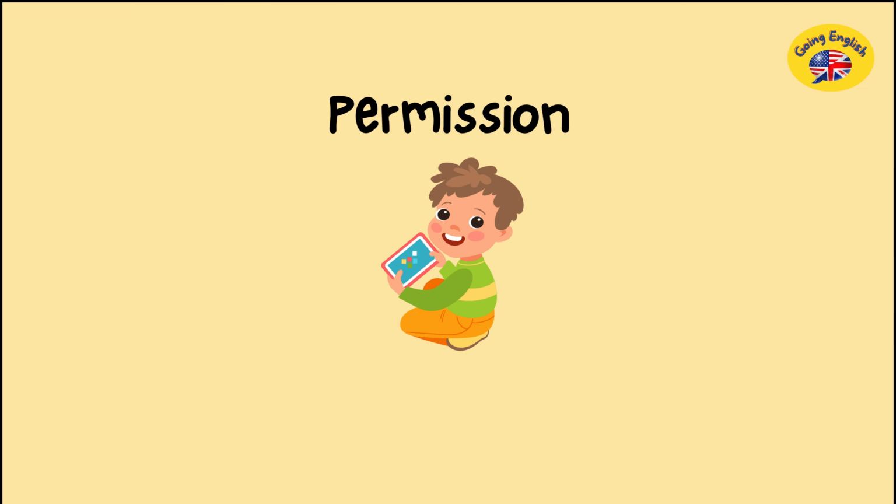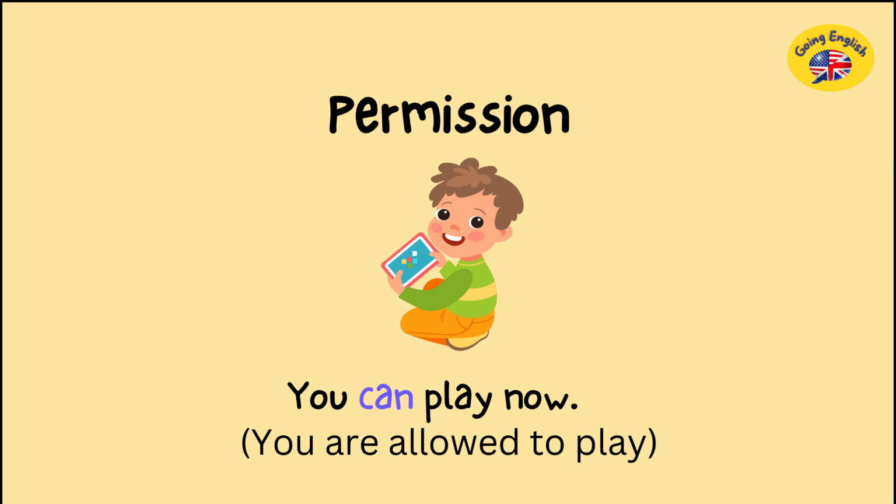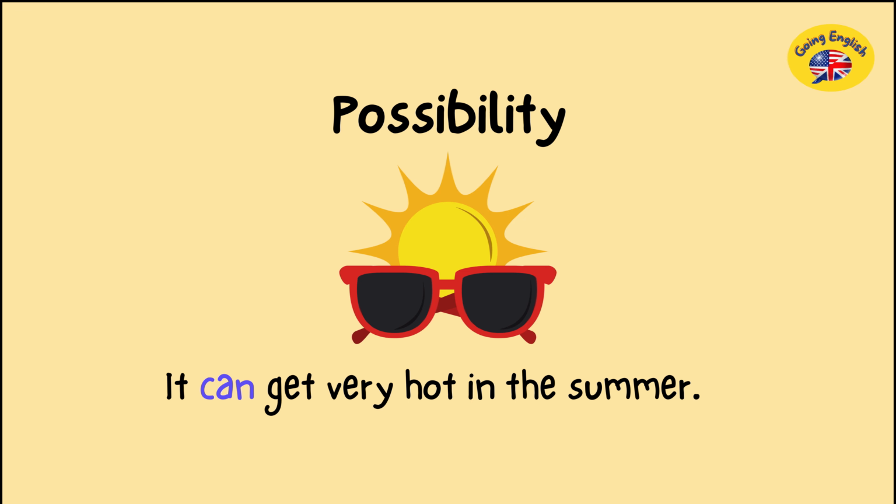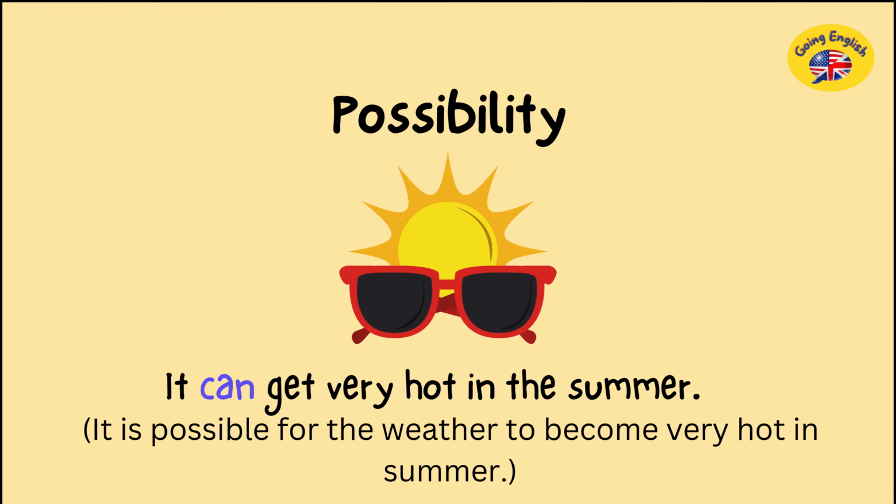I use can to talk about permission. Example, you can play now. That means you are allowed to play. I use can to talk about possibility. Example, it can get very hot in the summer. That means it is possible for the weather to become very hot in summer.